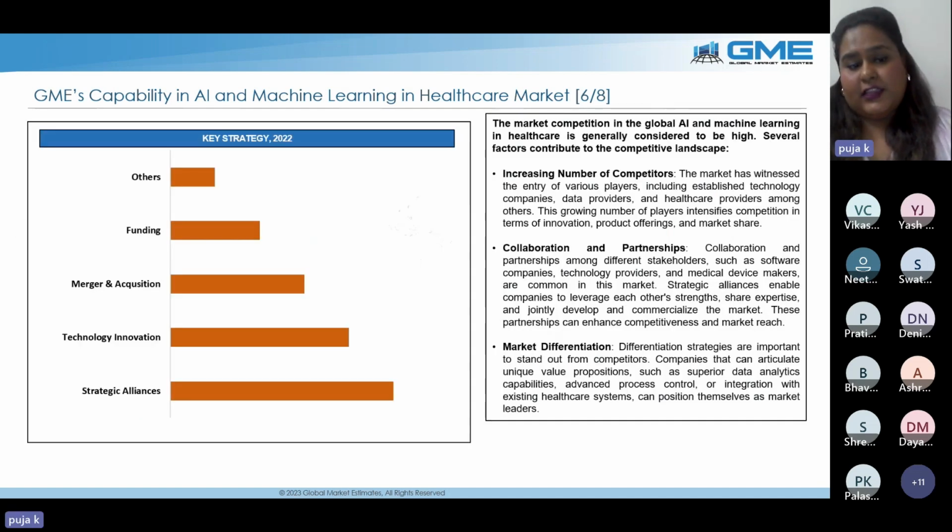I spoke about the key stakeholders. I also mentioned the strategic initiatives, but in this slide, I'll talk more about what kind of strategic initiatives have been taken in the past, which are helping the companies to maintain or enjoy a good market share for these AI and ML products. Investments in R&D, product development, and operational efficiency improvements are some of the major organic strategies which are undertaken.